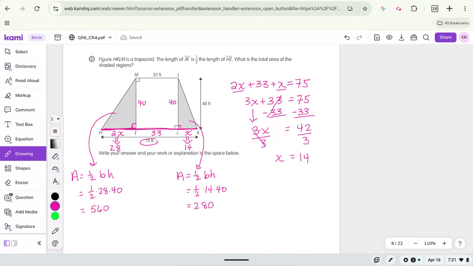It's no surprise to me that the smaller triangle is half the area of the bigger triangle, since the base is half the base of the bigger triangle. So now for the total area of the shaded regions, the total area of the two triangles is just the sum of these. So I'm going to add 560 and 280, which gives me 840. And since it's area, I'm going to use square units, and the units are feet. So 840 square feet.